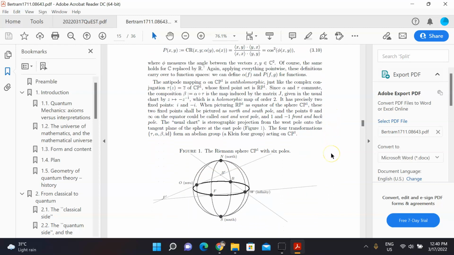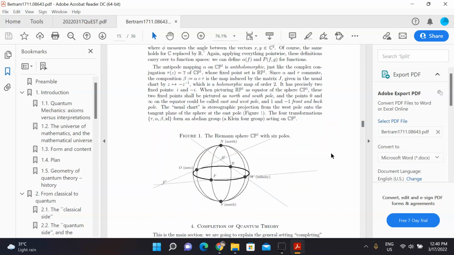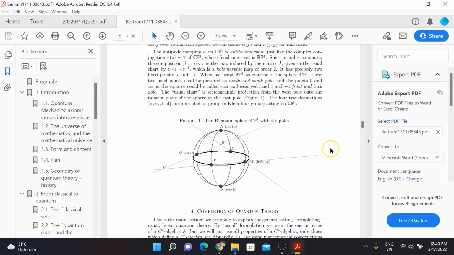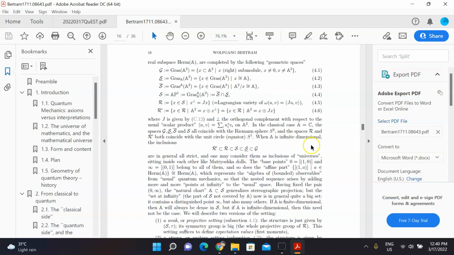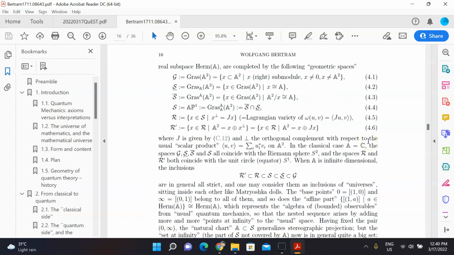This is the picture of the four antipodal pairs where you get this Klein 4 group. Okay. Let me go down a little bit. Can you see the paper, by the way? I'm not sure. Let me just make this bigger a little bit. So see, this is the set of spaces that one needs to consider.